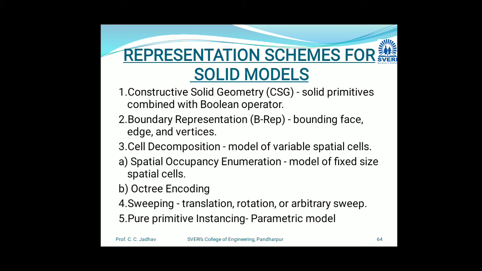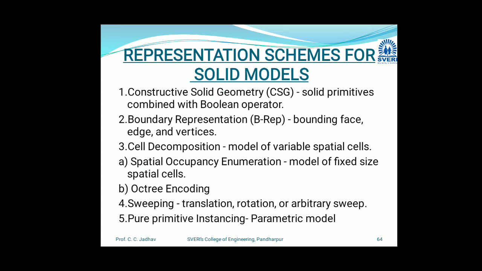Second, boundary representation. In that, bounding faces, edges and vertices are there. Cell decomposition. In that, a model of variable spatial cells. Spatial occupancy enumeration, a model of mixed size spatial cells. Octree encoding. Sweeping. In that, translation, rotation and arbitrary sweep. Last, pure primitive instancing, that is parametric modeling. So these are some schemes for the representation of the solid model. We will start one by one.